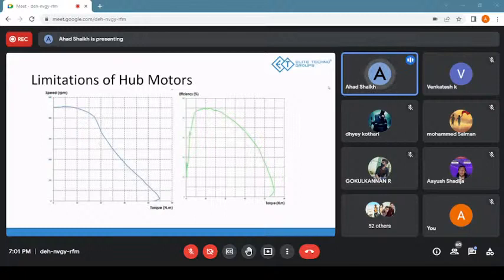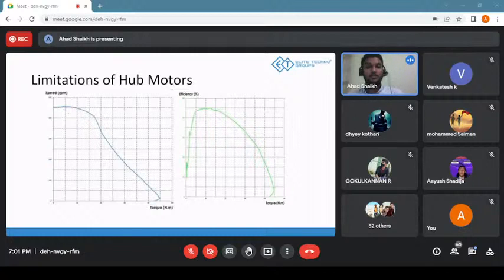So in order to get high range, you must utilize the power stored in the battery in a very efficient manner, and the motor is the major component that utilizes the battery. If the motor is efficient, only then will we get the best performance of the vehicle and the highest range. So the motor has to be very efficient. When we talk about hub motors, they are not that efficient at high speeds.